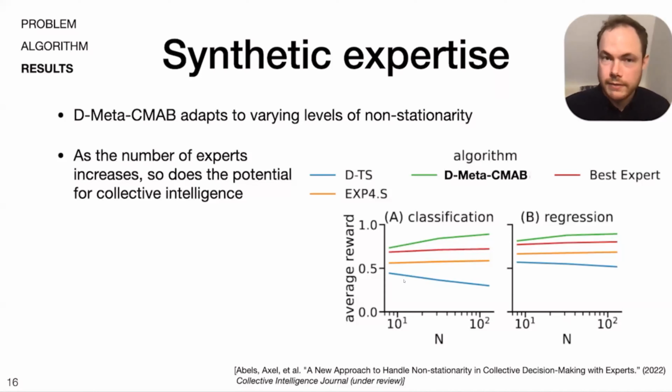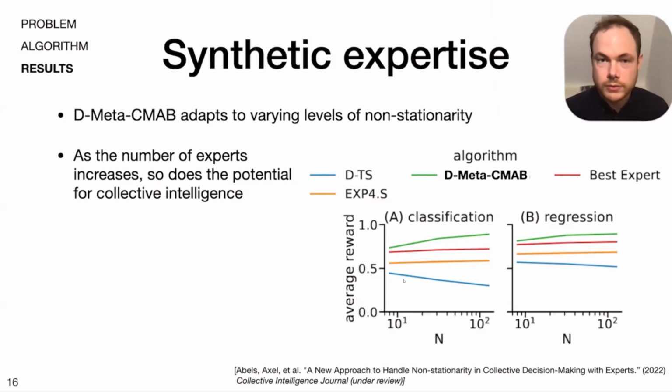The results here are averaged, but our simulation will run on varying number of arms and varying levels of non-stationarity. So what we have on this x-axis is the number of experts in our collective. Looking at the average reward, we find that our algorithm outperforms the others. So we are actually able to outperform the best expert.